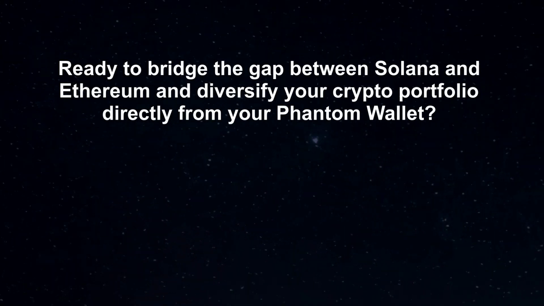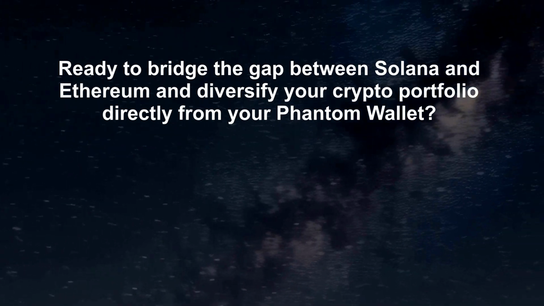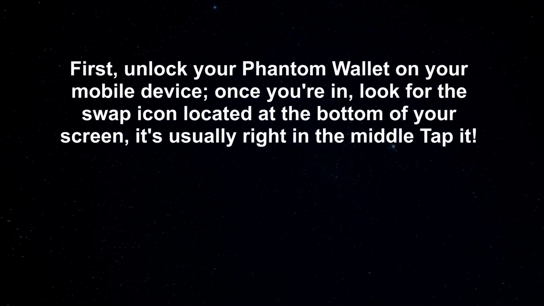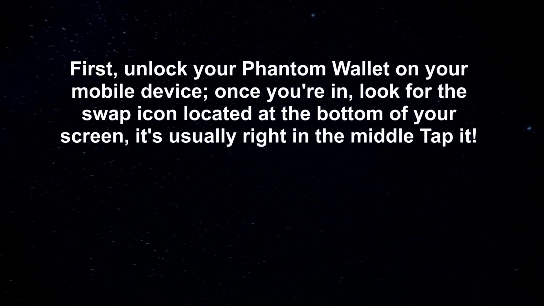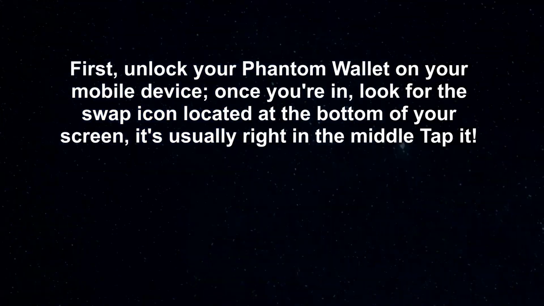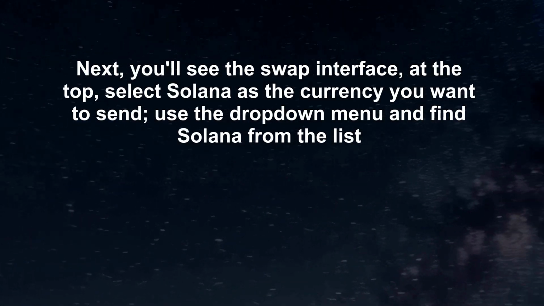Ready to bridge the gap between Solana and Ethereum and diversify your crypto portfolio directly from your Phantom wallet? First, unlock your Phantom wallet on your mobile device. Once you're in, look for the swap icon located at the bottom of your screen. It's usually right in the middle. Tap it. Next, you'll see the swap interface.